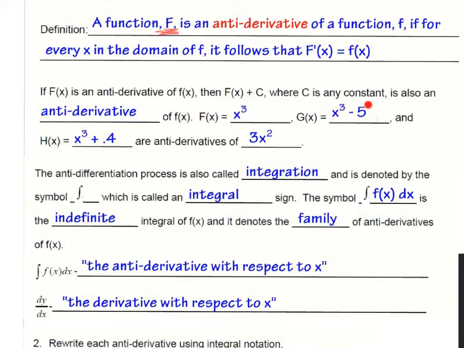Same thing of x to the third minus 5. If we took the derivative of that, we would get 3x squared. The antiderivative of 3x squared could be x to the third minus 5. Same thing with this plus 0.4. So it doesn't matter what this constant is at the end, it's not going to show up in the derivative equation.